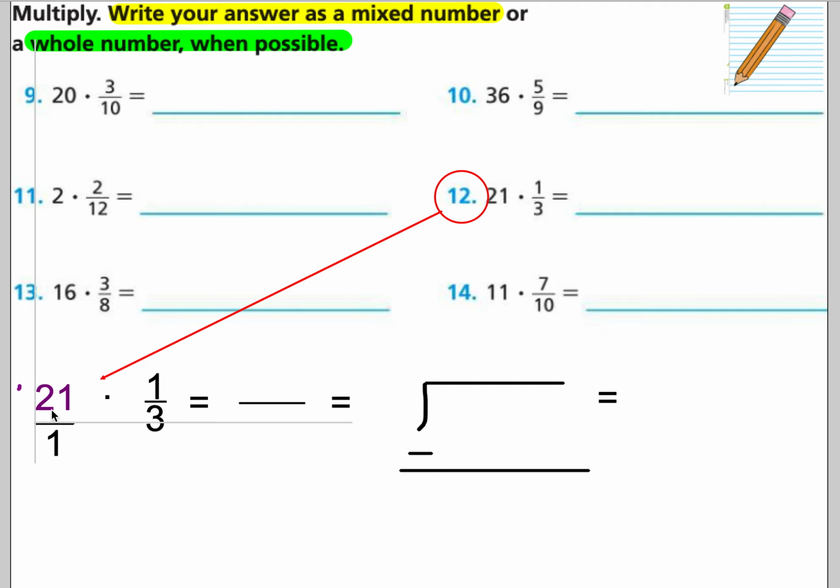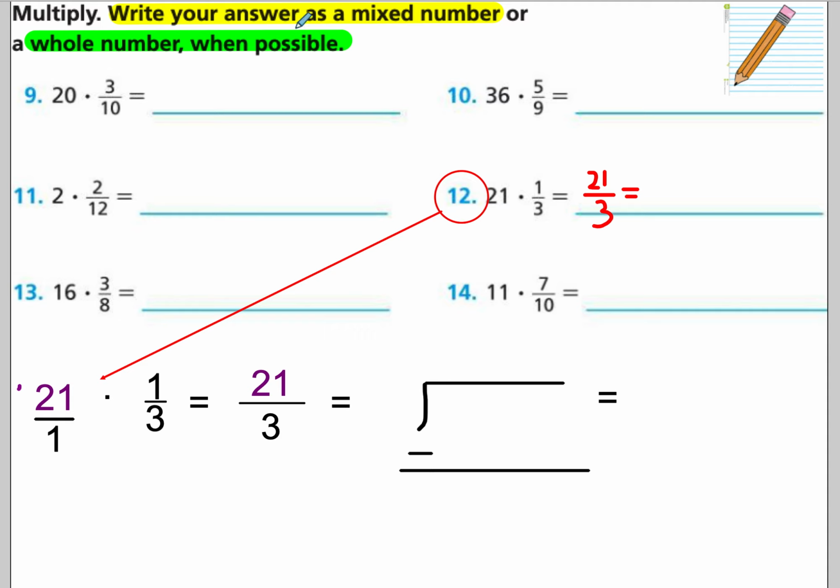Yep, you remember that you can just simply put a whole number over a denominator of 1 to make it a fraction. Now what's 21 times 1? That's beautiful, right? That's 21. And what's 1 times 3? Yeah, it's 3. So we have 21 thirds. So 21 thirds is actually partially correct, right? So it is an answer that would be acceptable, but can we simplify that?